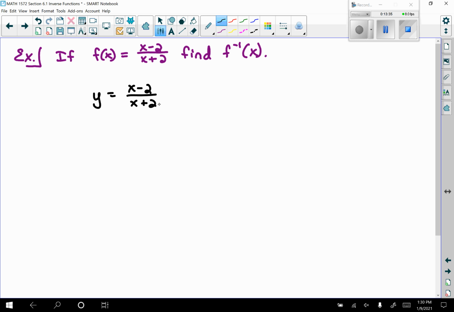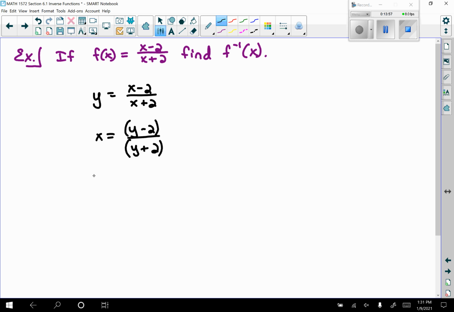That's step 1. Step 2 is to switch around the x's and y's. So now we're going to get x is equal to y minus 2 over y plus 2. Step 3, we now want to solve for y. Well, we have a couple of y's here. So I'm going to put all these binomials in parentheses. I want to go ahead and multiply both sides by y plus 2.